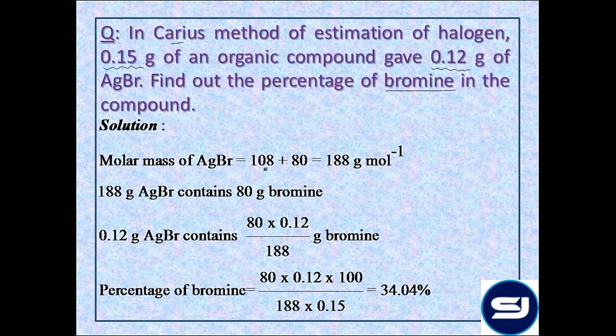So molar mass of silver bromide is 108 plus 80, which is 188. 188 gram of AgBr contains 80 gram bromine. So 0.12 gram of AgBr would contain 80 into 0.12 upon 188 gram bromine. So this is how the actual method is, but the percentage of bromine could finally be directly calculated as 80 upon 188 into weight of AgBr upon weight of organic sample into 100. On doing the calculation, we get the answer as 34.04%.